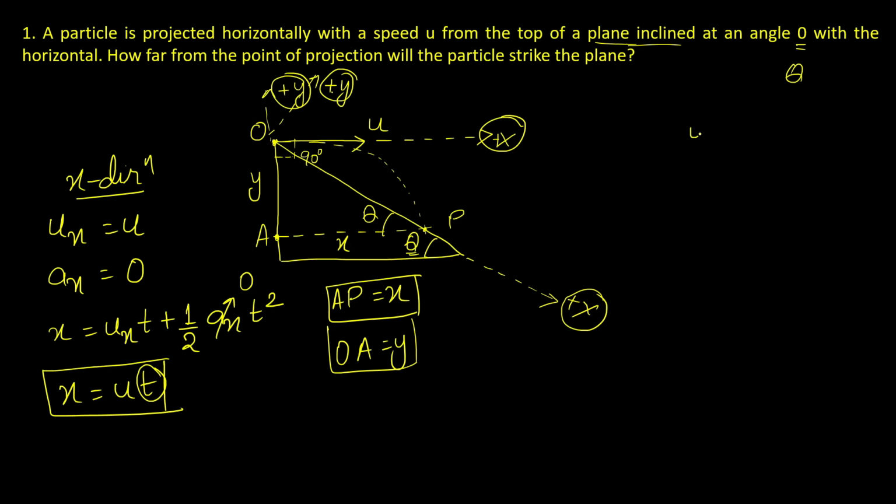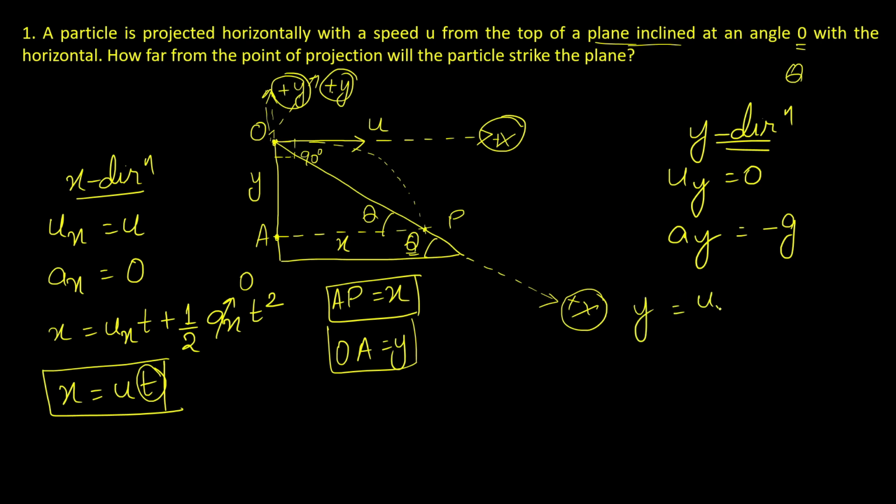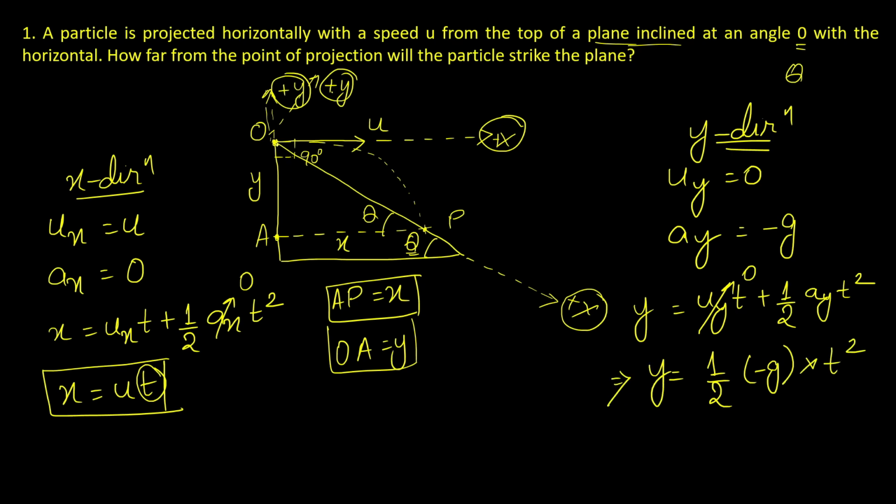Now writing this in the y direction, uy is what? 0. In the y direction initially the velocity is 0. ay is what? That is minus g, because our positive y is away from the earth's surface. So ay is minus g. Now writing y is equal to uyt plus half ayt square. uy is 0, so this is half times minus g multiplied by t square. And this y is in the negative y direction, so it will also be negative, minus y. This minus will become positive. So y is equal to half gt square.